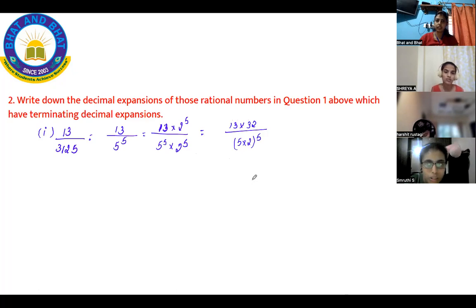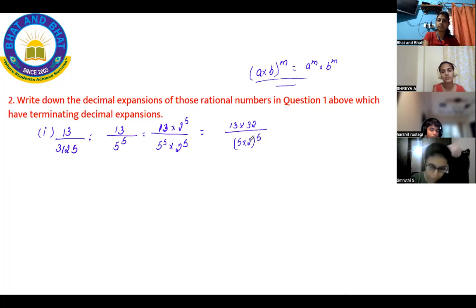We can write it this way, right? Remember, we have written a into b whole raised to m as a raised to m into b raised to m. Correct? You remember this identity? The same identity we are using here in the reverse order. RHS is given, we have written the LHS. That's it. Now just multiply this numerator and tell me how much you get.